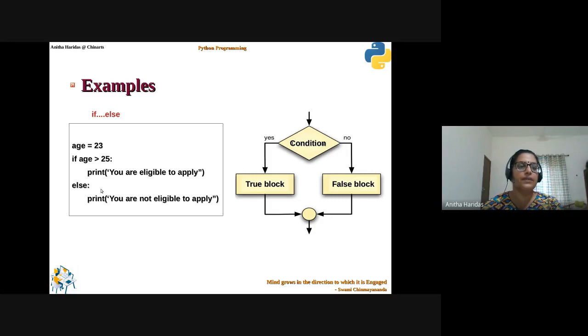So let us see an example here. Age is equal to 23. You check whether age is greater than 25, and you can observe I give a colon here after the condition. Then I give indentation for the if block, which is also known as the true block, and I give print you are eligible to apply. And in the next line, I'm giving the else keyword, else colon, print you are not eligible to apply. Okay. So it executes either one statement or the other depending on the condition. Then it goes to the next statement here after the if statement.